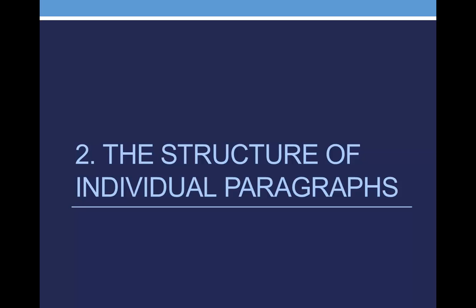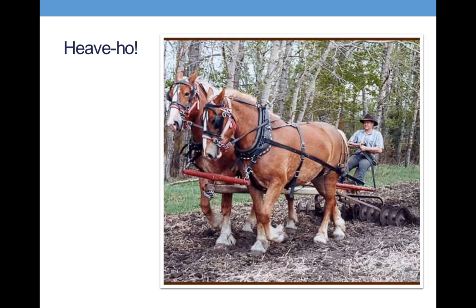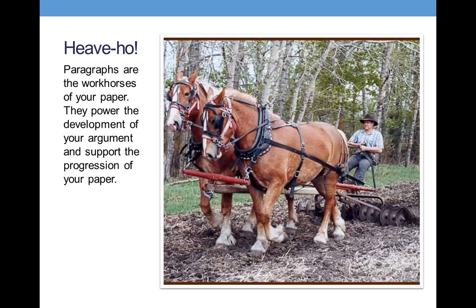Now let's look at the structure of individual paragraphs. You can see in this picture we've got a couple of ploughing horses pulling a farmer. It's a good analogy for thinking about paragraphs. If you think about the horses being the paragraphs and the farmer in this case being your reader, you're using the strength of your paragraphs to pull your reader through your argument.